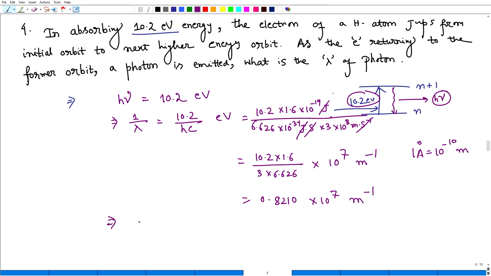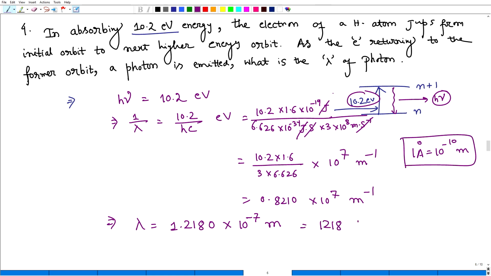Now we have to consider the lambda. We have to take the inverse. So it is 1 divided by 0.8210. Yes, it's actually 1.2180 into 10 to the power minus 7 meter. Now we have to convert it into Angstrom, so it will be into 10 to the power minus 10 meter. So this is the wavelength. This is the wavelength of the emitted photon. Okay, so in this way you can calculate the lambda.